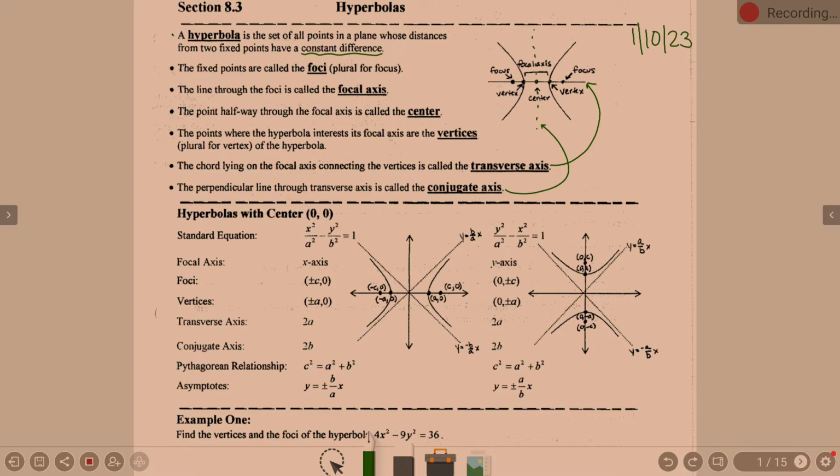Okay? We still have left column versus right column. Left column is when your main axis, in this case the transverse axis, is horizontal. So when your vertices and foci are on a horizontal axis, it's your left column. Right column, your vertices and foci are on a vertical axis. Okay, so focal axis, foci and vertices, you'll notice are similar, right? Just like if you look back at the ellipse, it'd be the same type thing, plus or minus c, plus or minus a. Transverse axis is 2a. So as I said, transverse axis takes the place of major axis. Conjugate axis is 2b. What about this Pythagorean relationship?